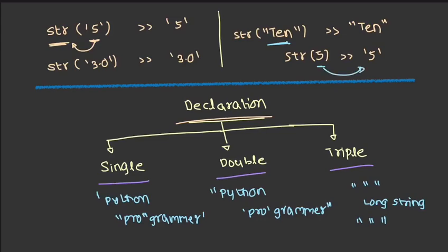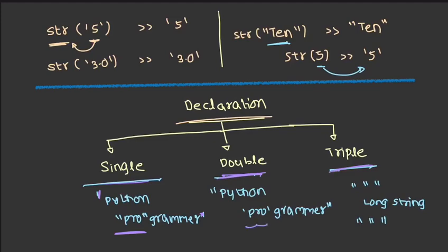To declare strings, we have declaration with the help of single quotes, double quotes and also triple quotes. In the case of single quote strings, the strings are declared with a single quote, and in these cases double quotes can be present in the string. Similarly, with double quote strings, we will be able to declare single quotes inside the string.